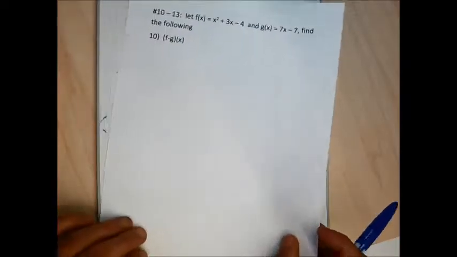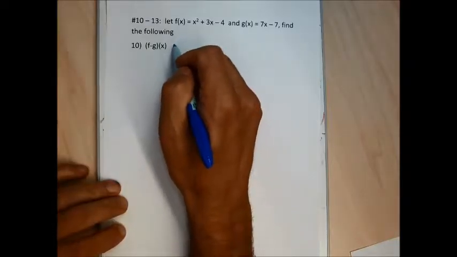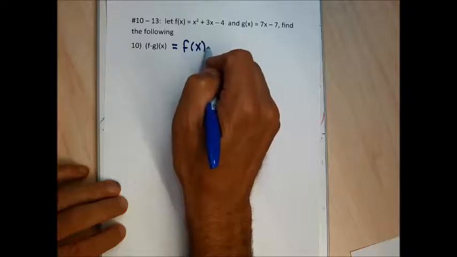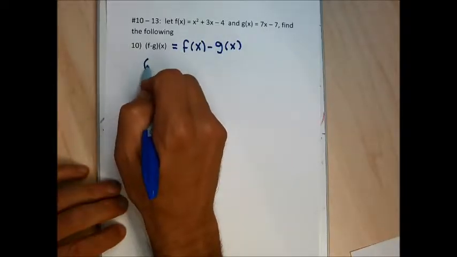All right. I don't know if I'm going a lot slower than last time or not. Problems 10 through 13 just want us to get used to function notation. Problem 10 wants me to find f minus g of x, and that's just going to be f of x minus g of x.